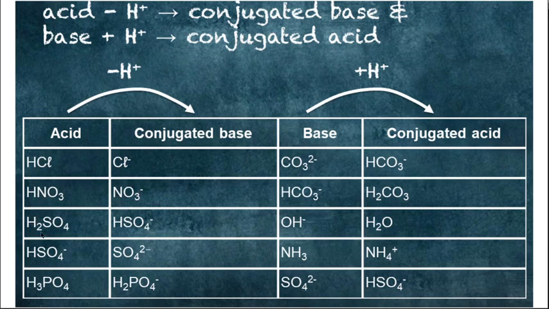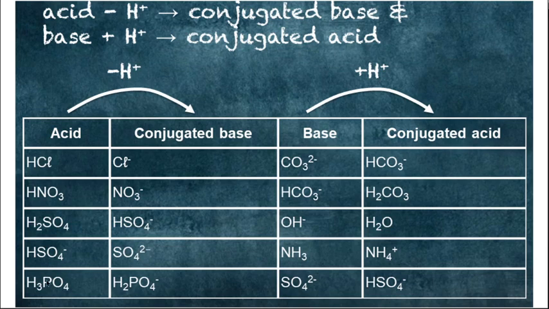Here's sulfuric acid. Remember, this is a polyprotic acid because it's got two protons. So sulfuric acid, take away one proton, you get this ion here, this HSO4 minus ion, I forget its name. And this is the first step in the ionization. Then this HSO4 minus can lose its second proton and leaves you with its conjugate base, the sulfate ion.